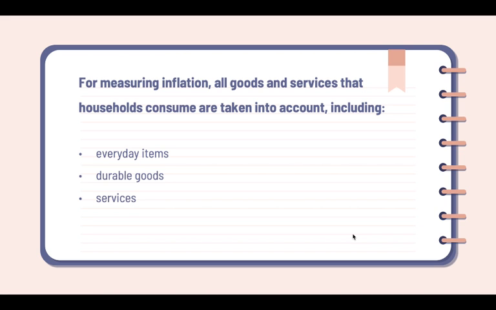inflation. For measuring inflation, all goods and services that households consume are taken into account, including everyday items like food, newspapers, durable goods such as clothing, PCs, and washing machines, and services such as makeup, insurance, and rental housing.